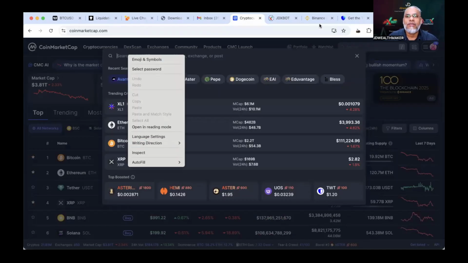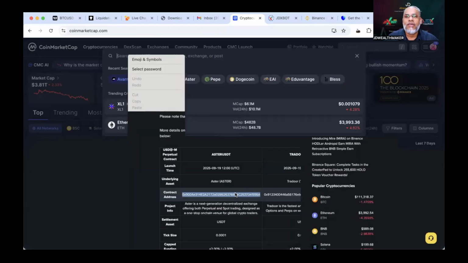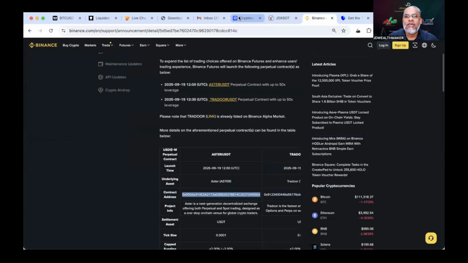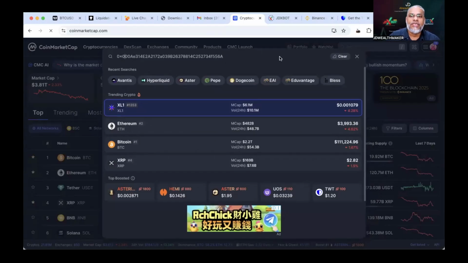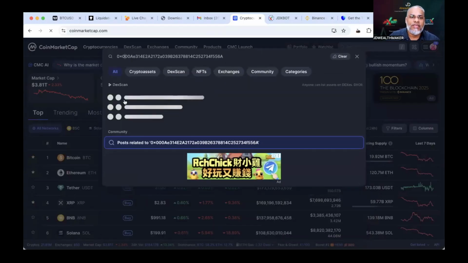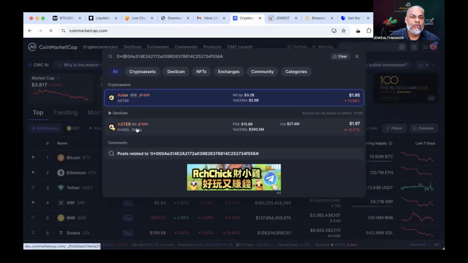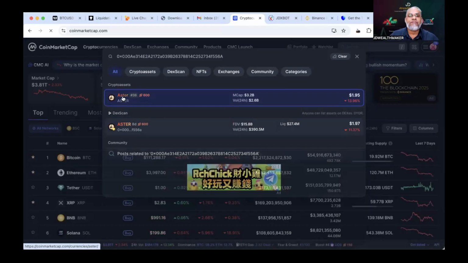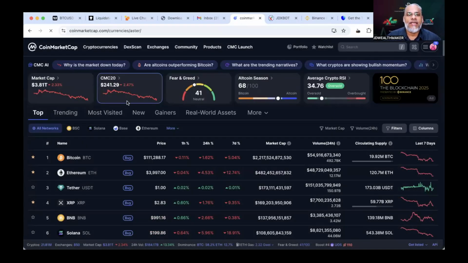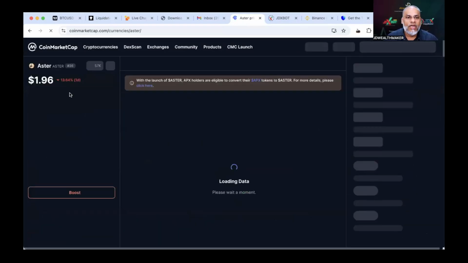Let me go and get the contract address. Copy that, and paste that contract address here. Now, when you paste, you see what will happen is that automatically ASTER will pop up. You see that? Do you see another ASTER there? So be careful. What I do, I click this ASTER, and now you will get all the information about ASTER. All right, all the information.